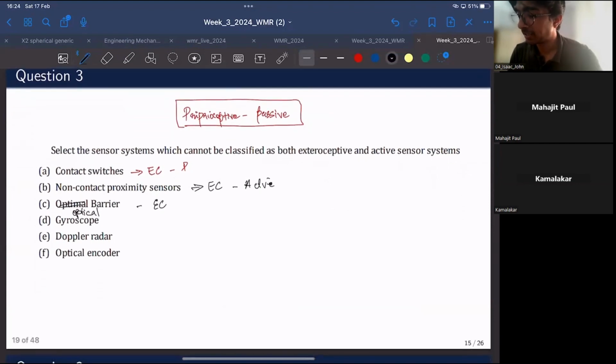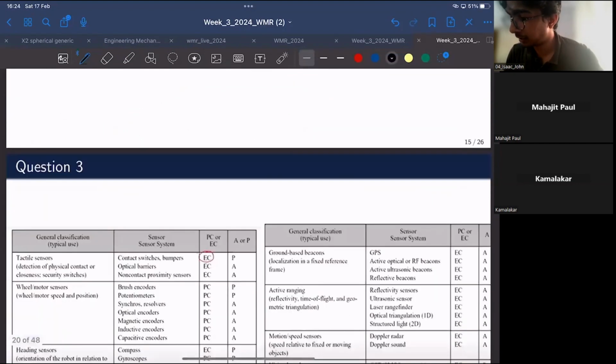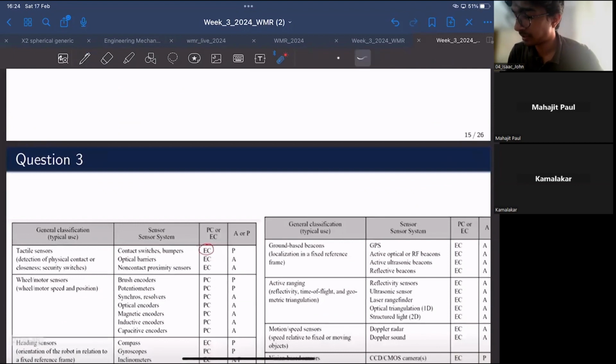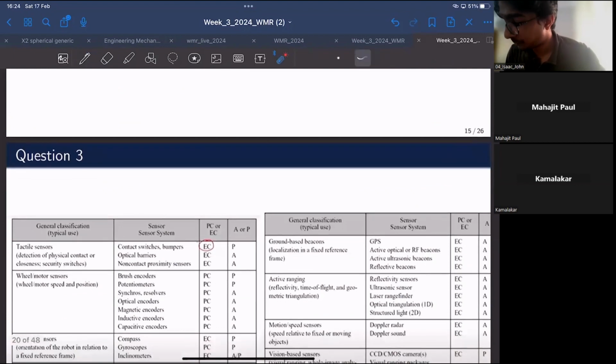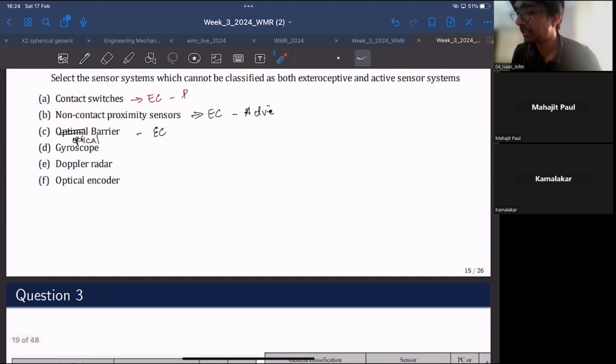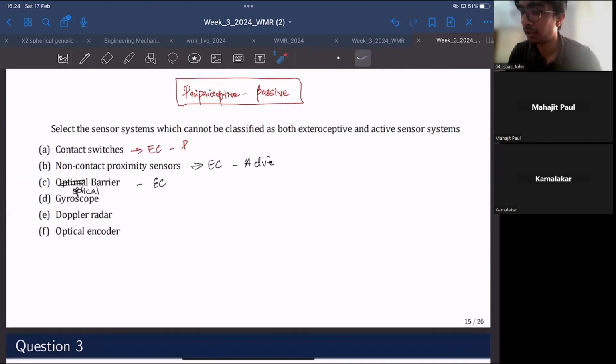So optical barriers are exteroceptive, and if you look at the slide that I have reproduced, optical barriers are also active sensors because, as the name suggests, it has the term optical in it, which means it has to emit some sort of energy, light energy, for it to function. So that becomes an active sensor.